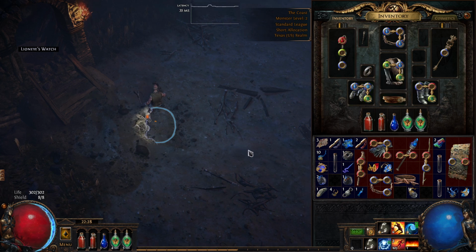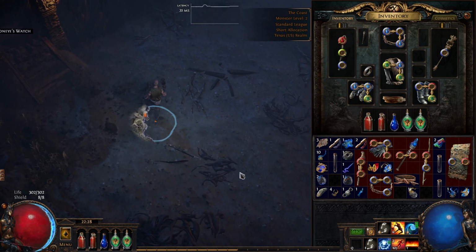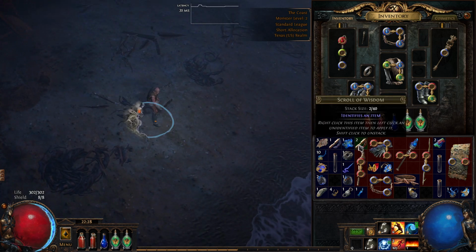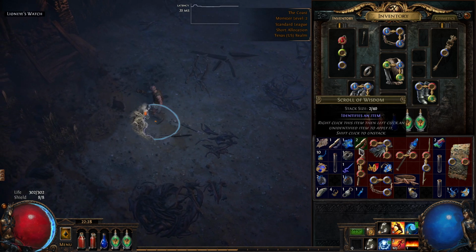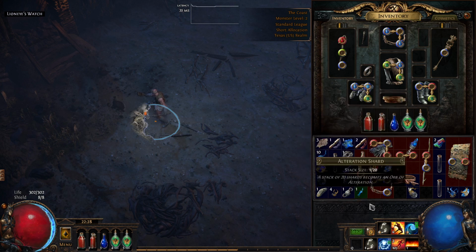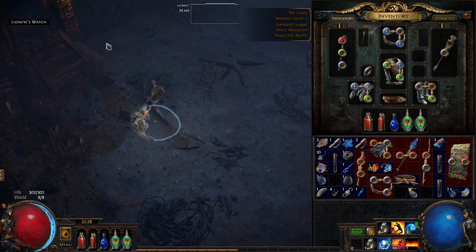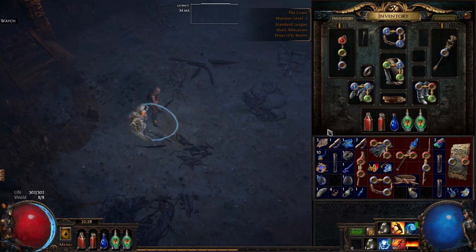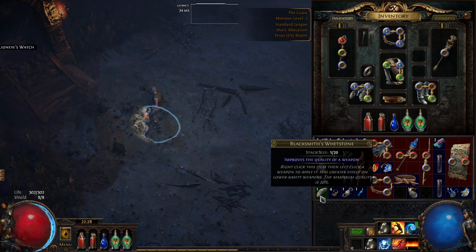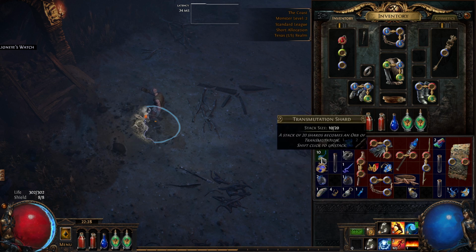So rings from the vendor, if they're normal, or white items, cost 3 scrolls of wisdom. I only have 2, but I can see that there's a lot of stuff in my inventory right now where I might be able to get more wisdom scrolls to afford another resistance ring. A prime example is this blacksmith whetstone. It will sell for 4 wisdom scrolls. I also have these 10 transmutes, which will sell for 2 wisdom scrolls.